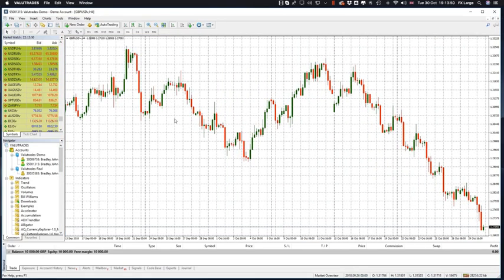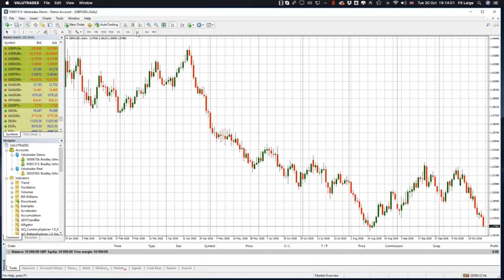Okay, again, here we have pound dollar, or cable as we call it, and we're looking at what we call a 4-hour chart. Here I'm going to shift to a daily chart. What that means is that every candle on this chart represents 1 day of price action. So this would basically be today's price action, as you can see over here on the right-hand side.